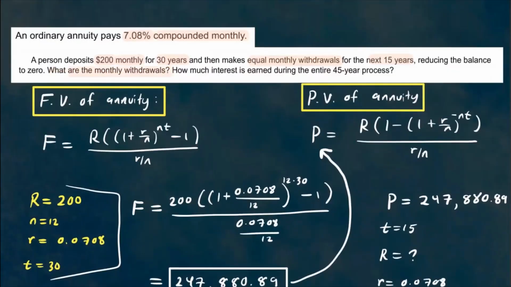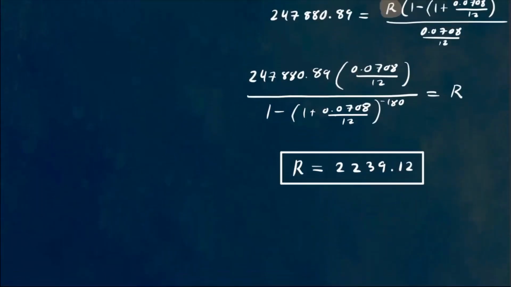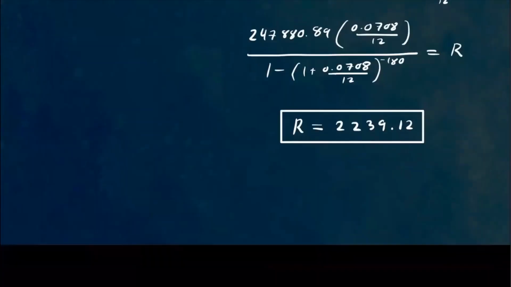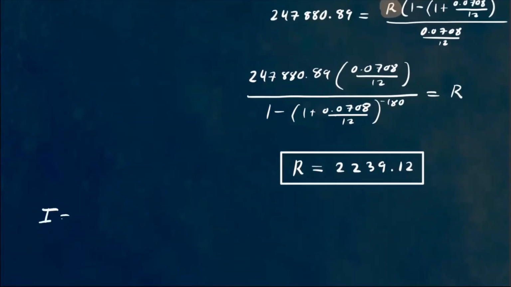So that's one part of the answer to this question: what are your monthly withdrawals? The second answer we just got. And we want to know how much interest is earned for this entire process. So here's how we're going to calculate the interest. We know this is how much we can withdraw, and we know this is how much we're going to be depositing. So our interest is going to be total withdrawals, and then we're going to subtract away total deposits.